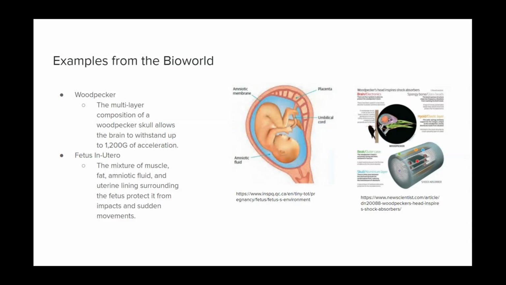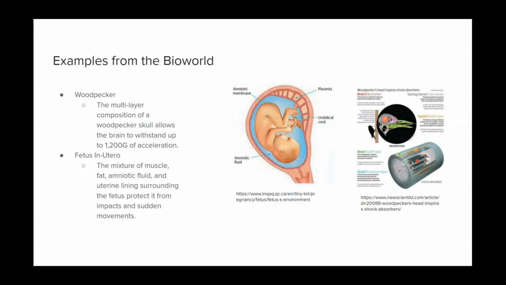Now, here are two examples of impact protection in the bio world. The two that we have are a woodpecker's skull and a fetus in utero. With the woodpecker skull, you can see that it has a multi-layered design where it's got soft bone and hard bone. It's got the hardness of the beak. It's got the elastic of the tongue that wraps around the head, and it's all used to protect the brain, which undergoes around 1,200 Gs of acceleration during the pecking of the wood that a woodpecker does.